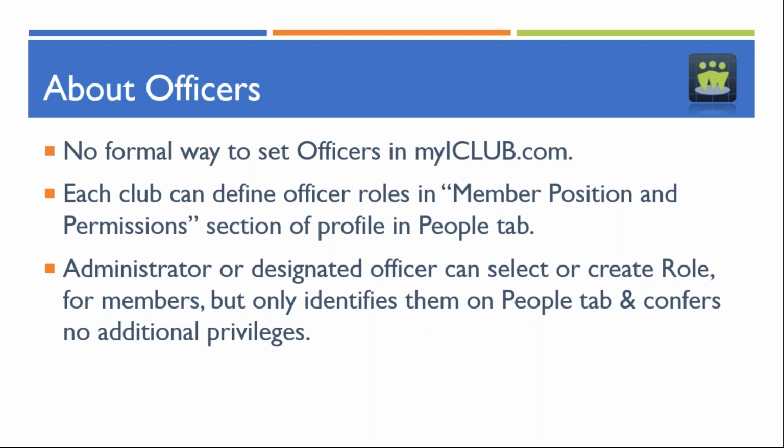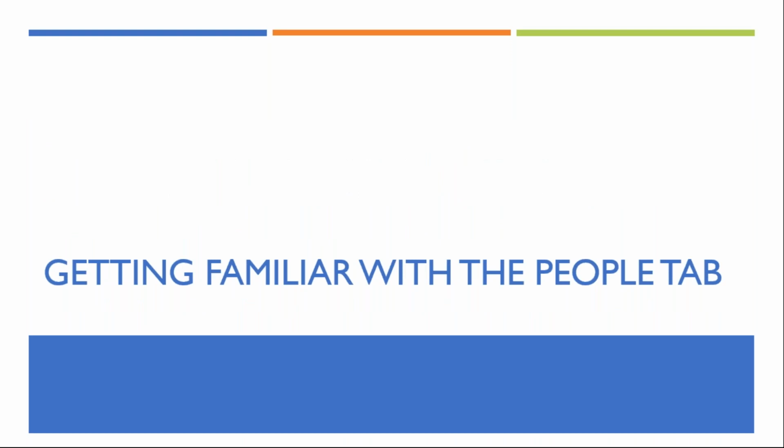Now, the administrator or designated officer can select or create roles for members, and a role is sort of like a title that you can give to specific members, but it's only used for identification purposes, and it doesn't really confer any privileges to that member. And again, we'll take a look at this and show you as we go through the people tab. I'll point out where those member roles and positions are, and the PDF will give you some guidance on making sure that things are set up according to best practices. So let's take a look at the people tab.